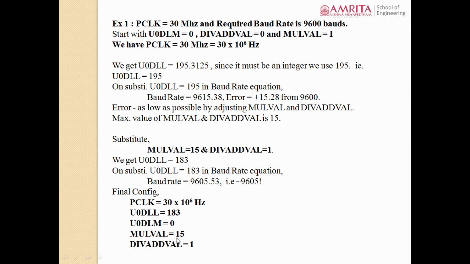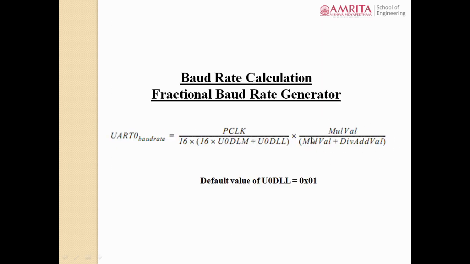So what is the final configuration now? PCLK 30 megahertz, U0 DLL 183, DLM 0, mul value 15, divide value 1. When you are substituting all these values, you can generate a baud rate of 9605. So by using the second part of the equation, you can reduce the error in the baud rate. That is why it is known as fractional baud rate generator. If this part is not there, then it would be known as baud rate generator alone.